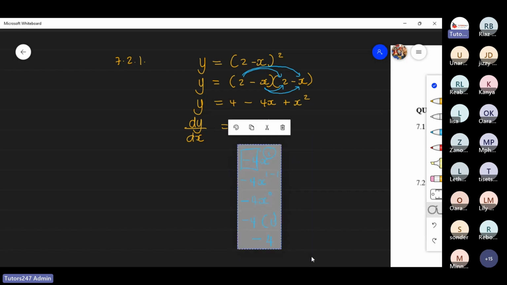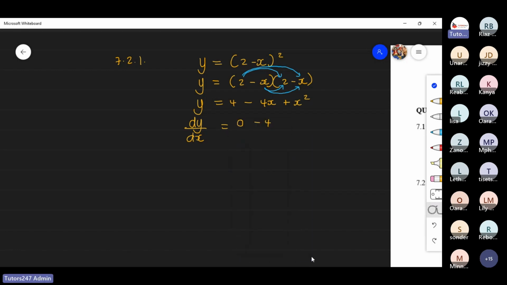So we derive a constant, which is 4, we get 0. When we derive negative 4x, we ended up with negative 4. Now we need to look at the third term, which is x squared. We now need to derive x squared.